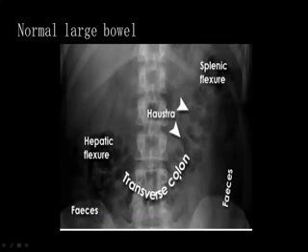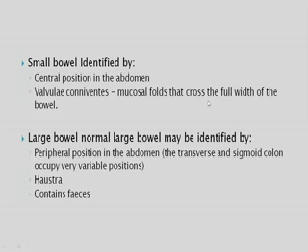So you should know these normal gas patterns on an X-ray. As I told you, small bowel is identified by central position in the abdomen and valvulae conniventes, which are mucosal folds that cross the full width of the bowel. On the contrary, large bowel has peripheral position, haustra, and mottled lucencies which are fecal matter. So these three things are for large bowel.